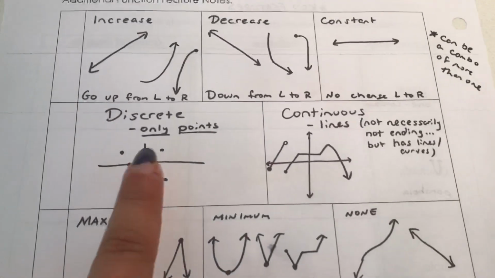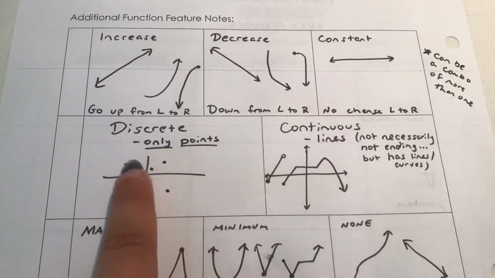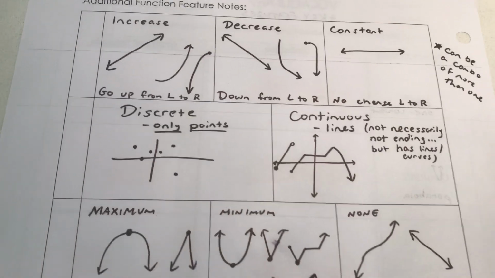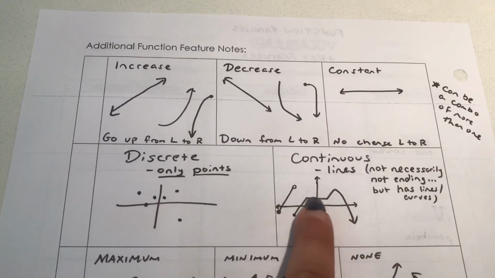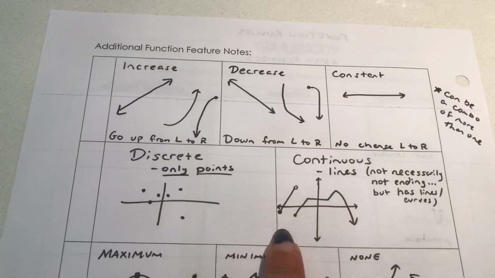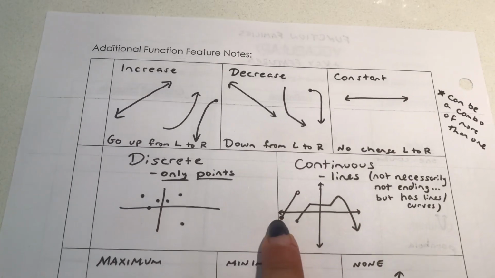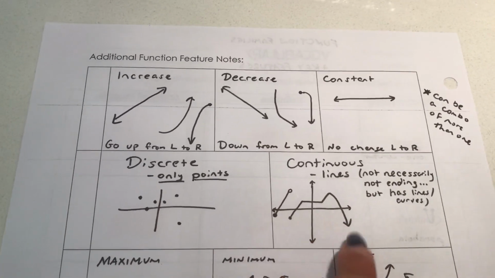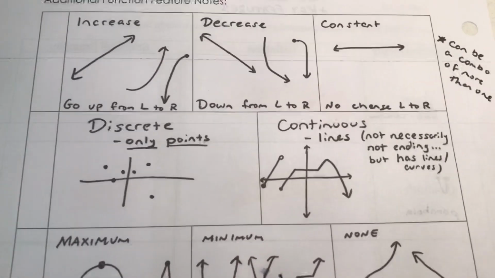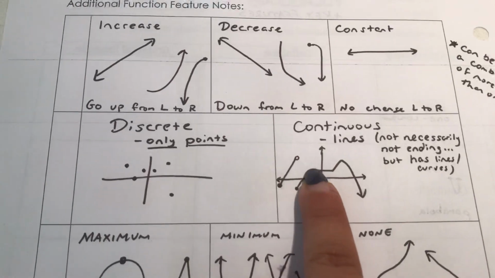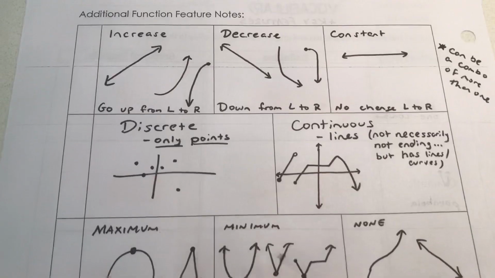You can be discrete, where you will only see points on the graph. You can be continuous, where there are infinitely many points because a line is drawn. That doesn't necessarily mean there are arrows on both ends, that it goes on forever. It just means that that line has infinitely many solutions on it.